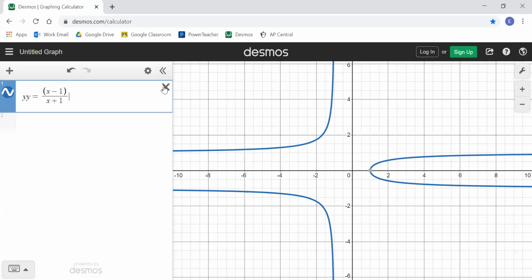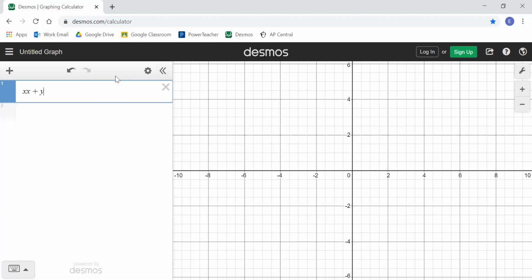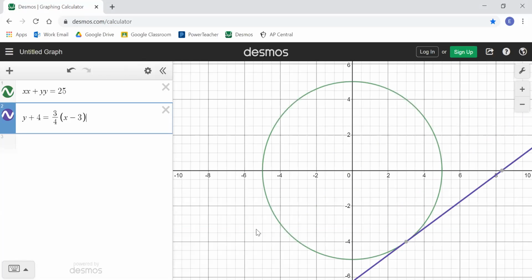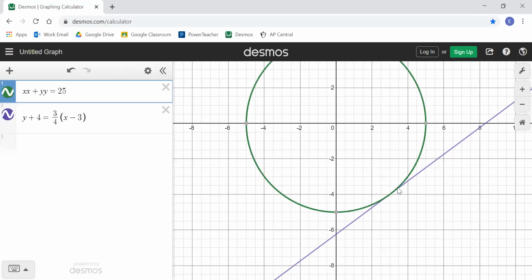And we could graph it and show, what did we have? Now I forgot already. Y plus 4, right? All right. 3/4 times x minus 3. And there it is. Tangent to our circle at 3, -4. With a slope of 3/4. Everybody good with that or no? Yeah. Cool.